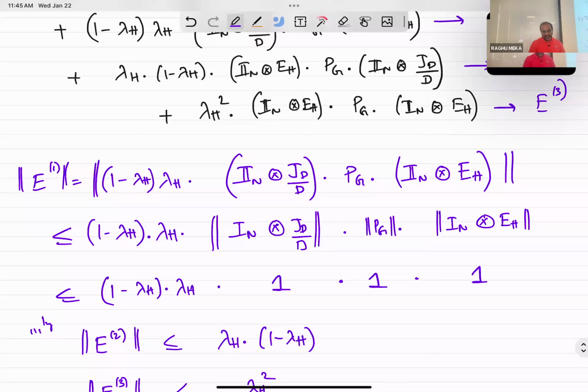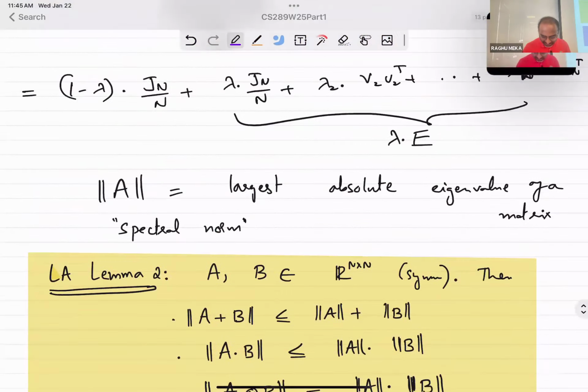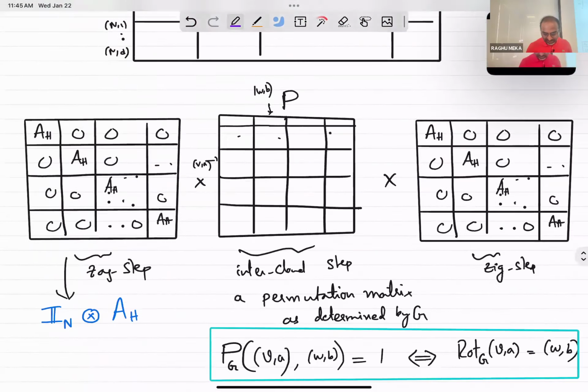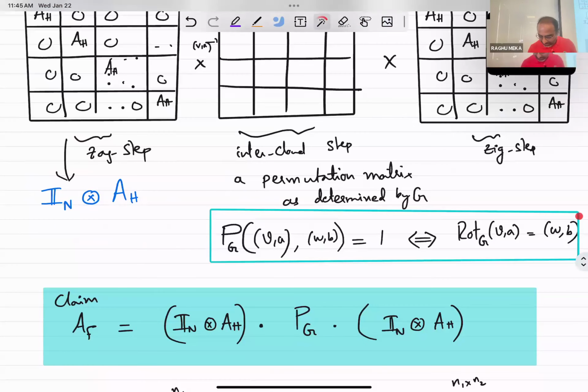So I'm almost out of time today, but let me end at a point where we can finish. So why is PG a permutation matrix? That's a good question. If you go back to the definition of PG here, you can see that every row has a single one and every column has a single one because of the way the rotation map is defined. It's a one-to-one bijective mapping, and that's the reason why it's a permutation.